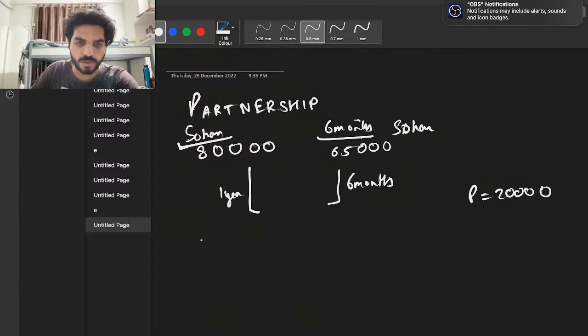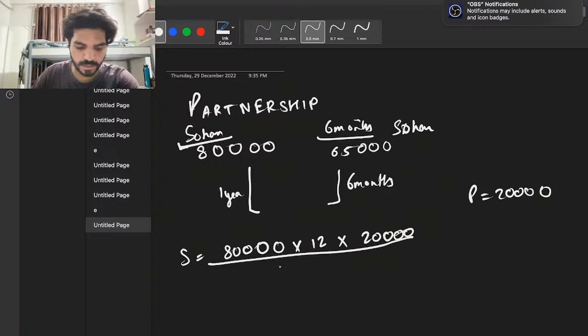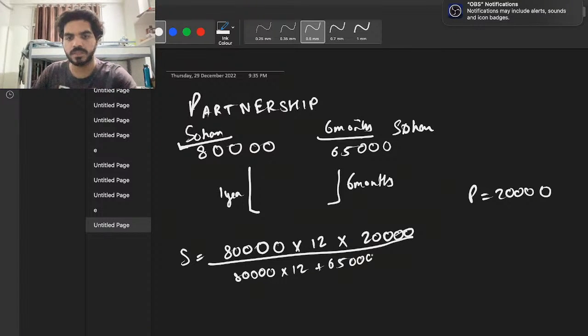So here is the formula for it. Basically, for calculating Sohan's share, we take Sohan's capital, 80,000, into the time he kept it in the company, that is 12, multiplied by the profit, divided by the total, that is capital of Sohan into time of Sohan, 80,000 into 12, plus 65,000 into 6. And after calculation, we will find the answer.